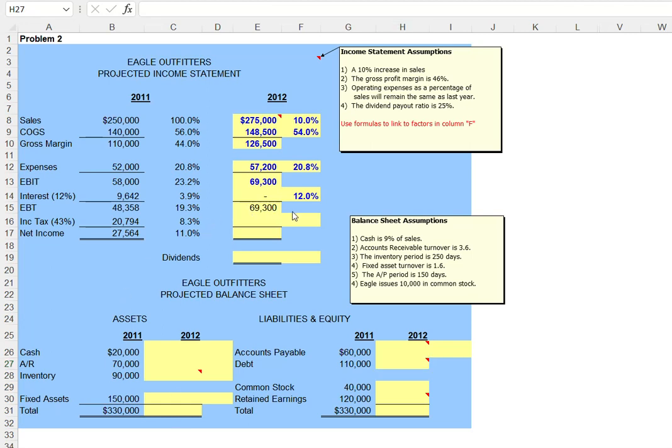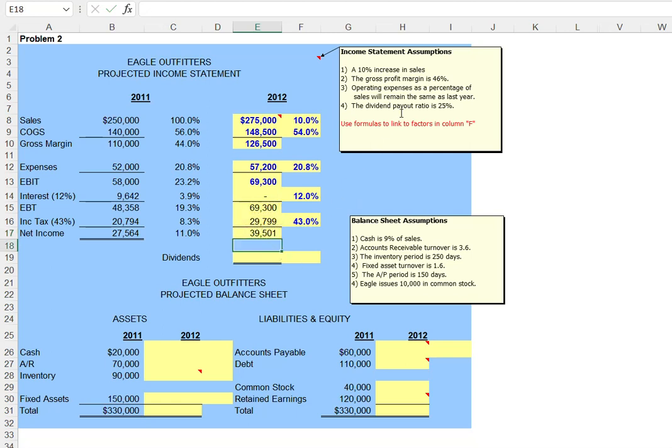Let's go ahead and pick up our taxes. We were told last year our tax rate was 43%. Going to keep that the same, so we'll take our $69,300, multiply it by the tax rate, and of course, finally, we can solve for net income, which will be earnings before taxes minus our income tax expense.